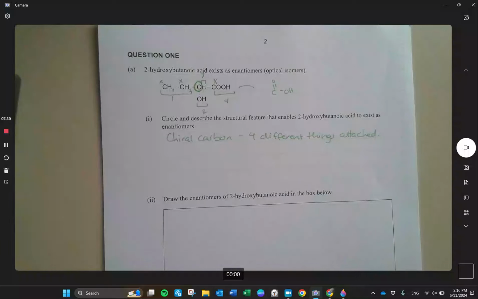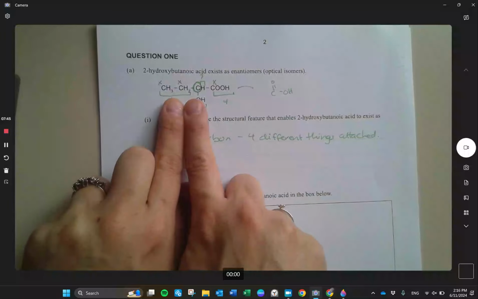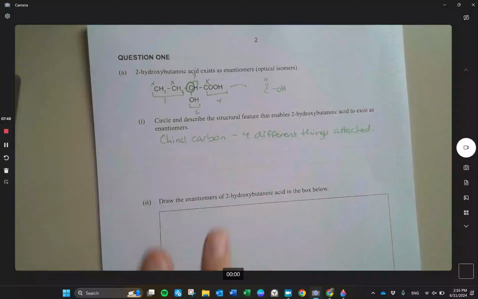So basically, this is just like ruling them out. Yeah. So all you're doing is you're going through the molecule and you're going, which one of these carbons have 4 different things attached to it? Because I'm looking for a chirocarbon. So you can memorize that word and then you just apply it.